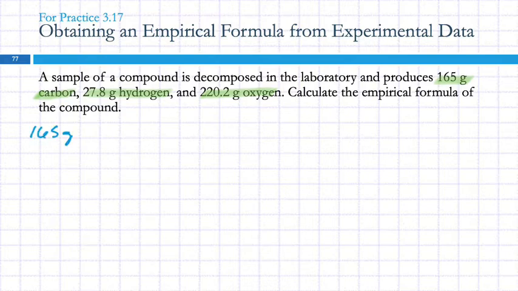165 grams of carbon and 27.8 grams of hydrogen and 220.2 grams of oxygen. That's step 1. Step 2 is convert the masses to moles. These are all elements, so we don't have to calculate molar masses. They are just on the periodic table.